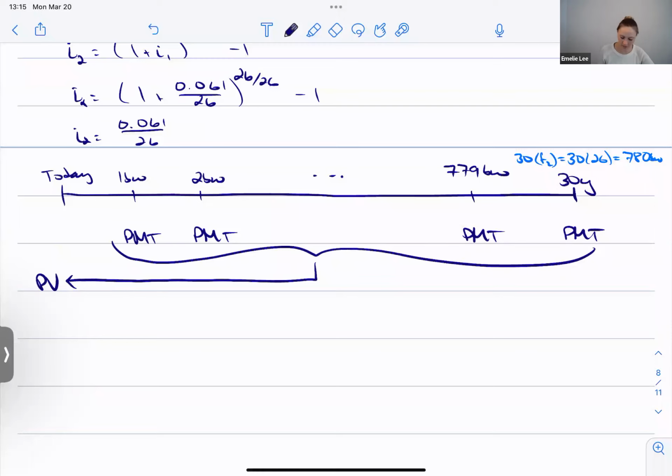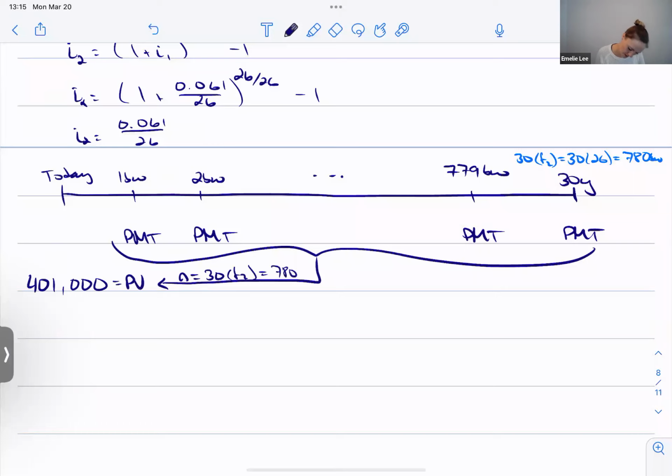the present value of, and I should write down the number instead. I just made this arrow too long. 401,000, which is the present value. And then here I have N is 30 times F2, which is 780. I've already shown the work, so we don't need to show it too much again. Okay.